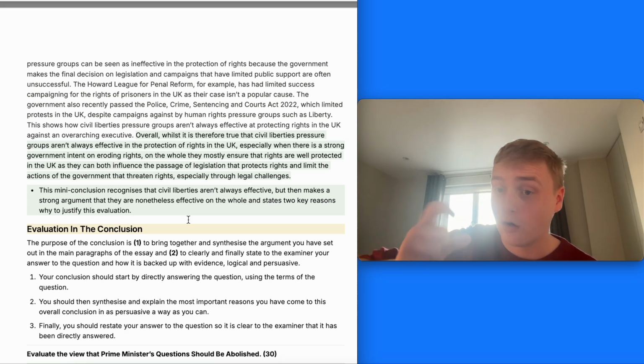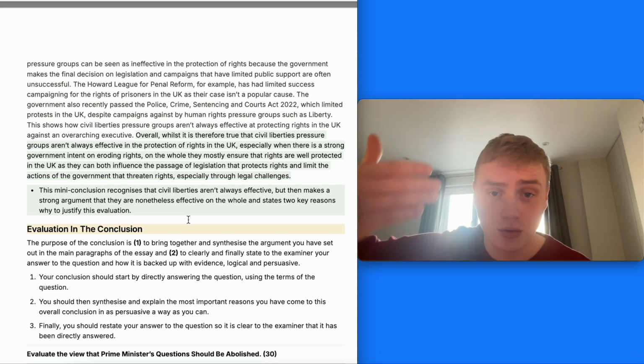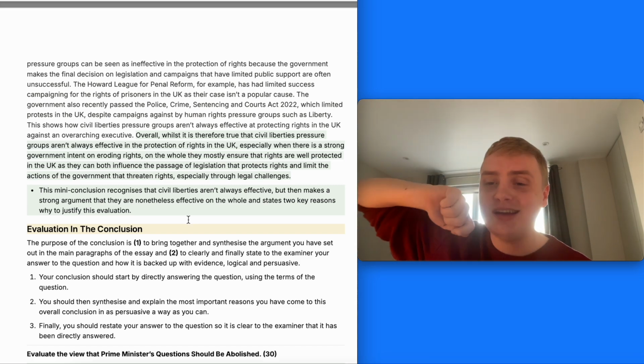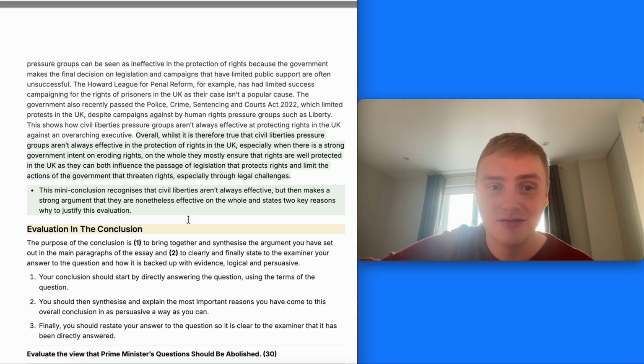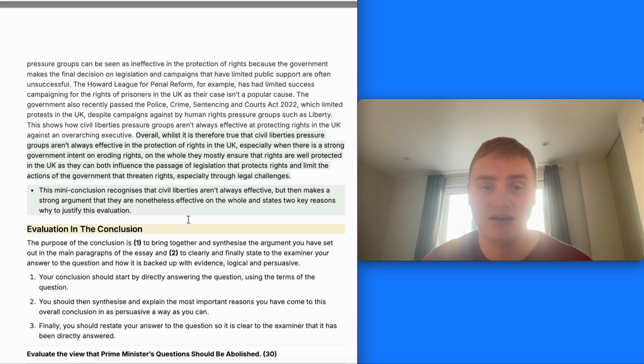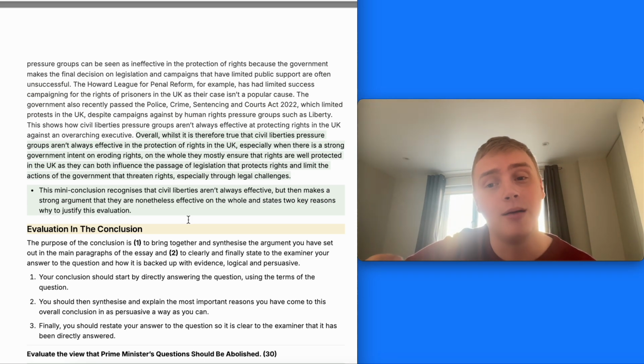So this displays something we're going to go through in the A to A star video. The key tip to get an A star is recognizing a point from the other side. So yes, it's true that they're not always effective, but still then arguing why our argument is the most persuasive. They're not always effective, but overall, they do mostly ensure that rights are well protected, and then justifying why, as they can influence legislation and limit the action of governments that threaten rights, especially through legal challenges. So really a quite clear answer to the question, but that doesn't mean it can't be nuanced and well explained.